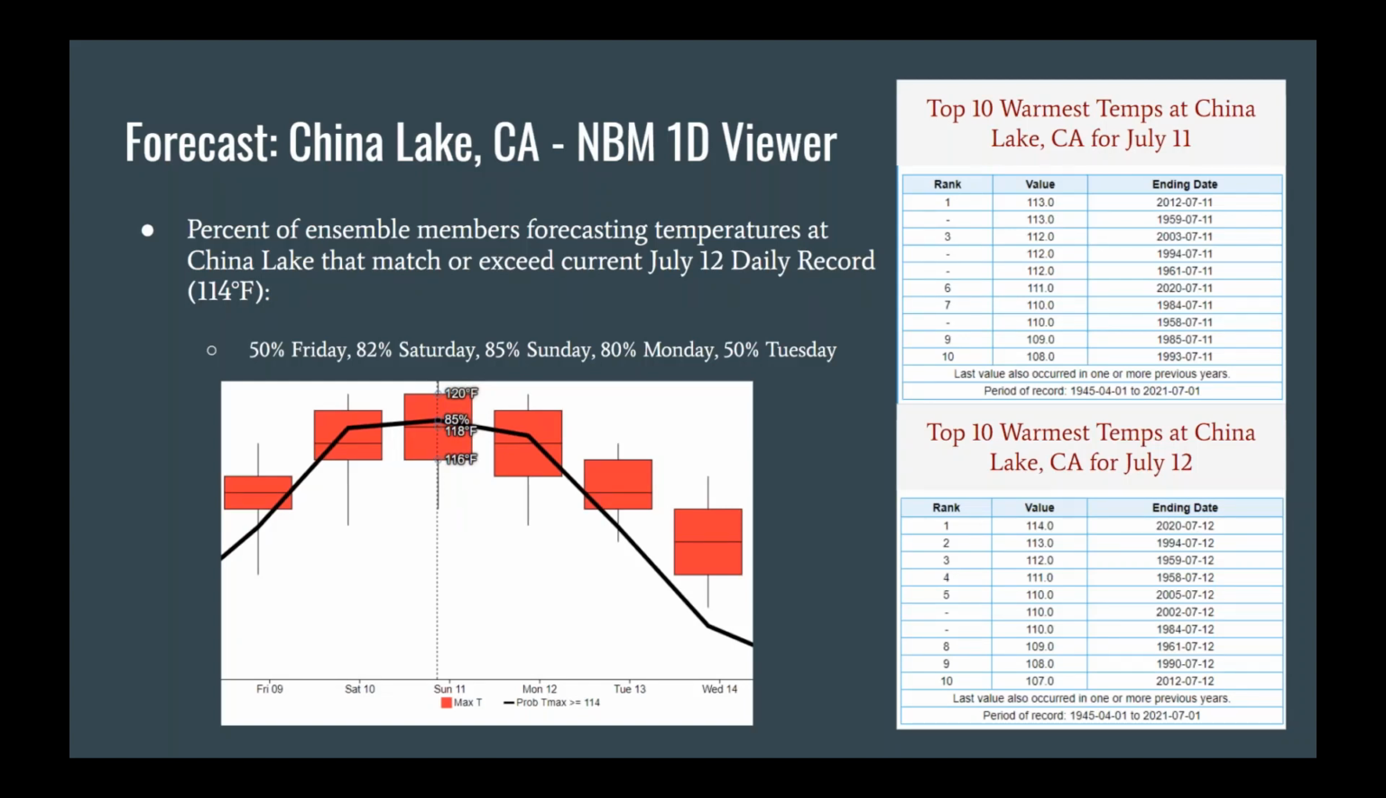Looking at the probability of exceeding 114 degrees, and that's the daily record for the 12th. I chose 114, the daily record for the 12th, because the daily records for Saturday are 113. So this is just looking at the highest one of those daily records between the 10th and the 12th. And you can see that between Friday and Tuesday, there's a decent chance that daily records will be set at China Lake. So definitely some high heat.